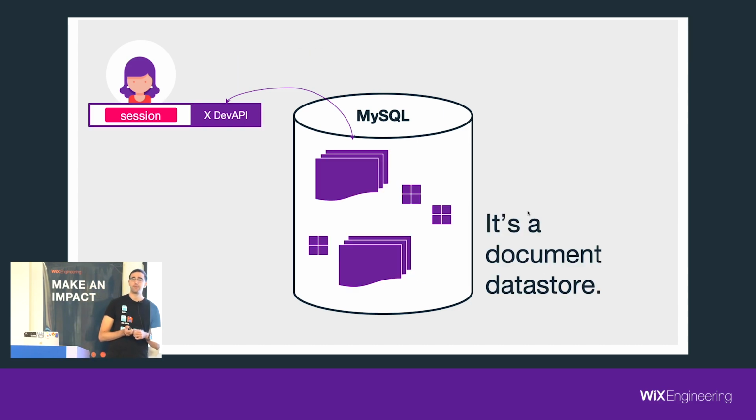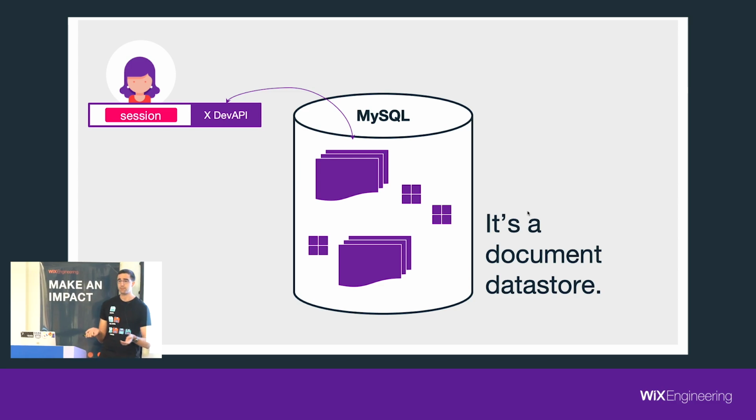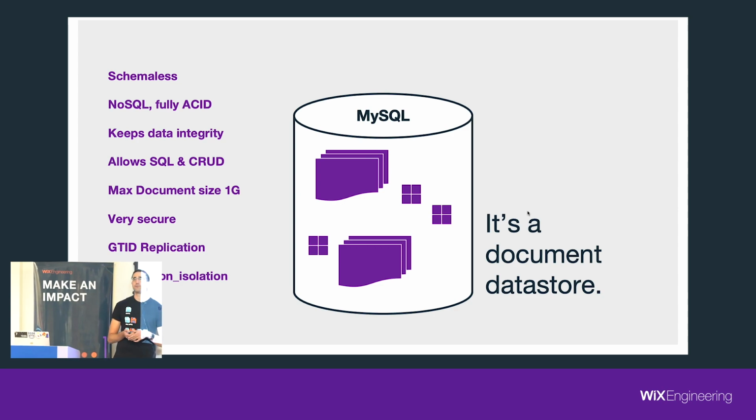Now, the X DevAPI, the way it lets us work in a schemaless fashion is that it utilizes the document store. The document store is an abstraction over the JSON data types that lets us work like that. A really nice thing about it is that it maps the client's data structures to the database data object. A couple of its key features: because it works with the JSON data type, it's schemaless. You don't have to create a new table or a new schema. You can work in a fully NoSQL way.